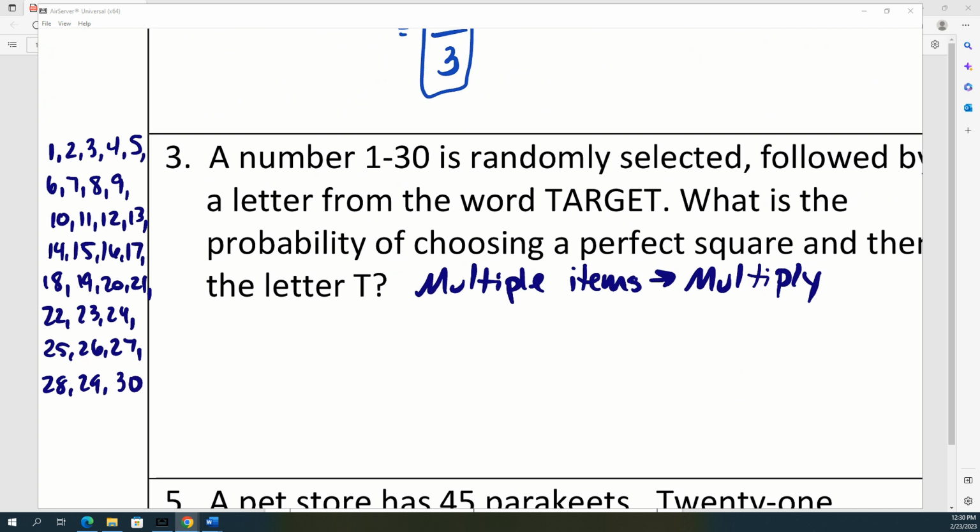Okay, so we're finding the probability of choosing a perfect square and the letter T. We already said multiple items mean multiply. So what we need to do is look at those numbers 1 through 30 and count how many perfect squares there are. I'm just going to go ahead and highlight all the perfect squares. Now, 1 is a perfect square. It's one that's easy to forget about, but it is.